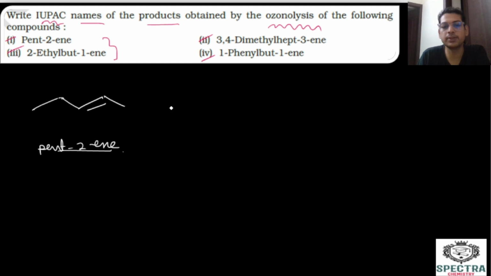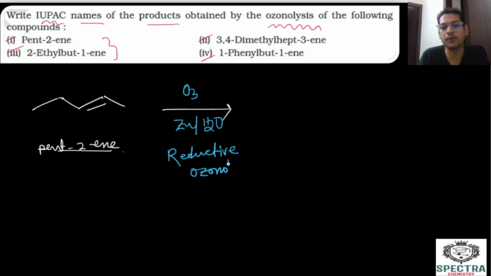Sir, ozonolysis means we have to use this reagent, right? O3 and Zn/H2O. That means I am doing reductive ozonolysis. Reductive ozonolysis I am doing.